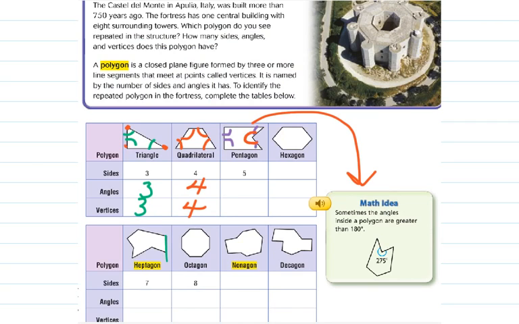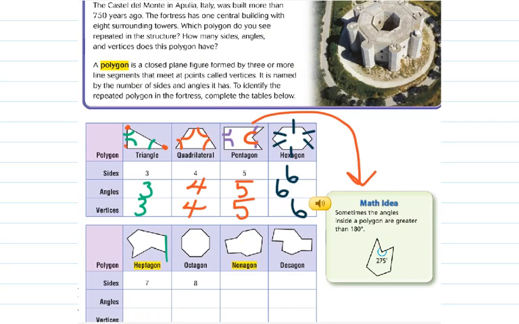It says sometimes the angles inside a polygon are greater than 180. In this example here, this would be one of those angles. It is greater than 180 degrees. So there are 5 angles there and 5 vertices. The hexagon has 1, 2, 3, 4, 5, 6 sides, 6 angles, and 6 vertices.